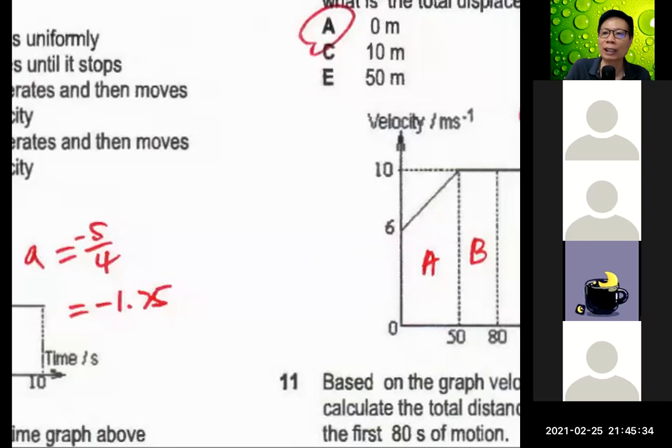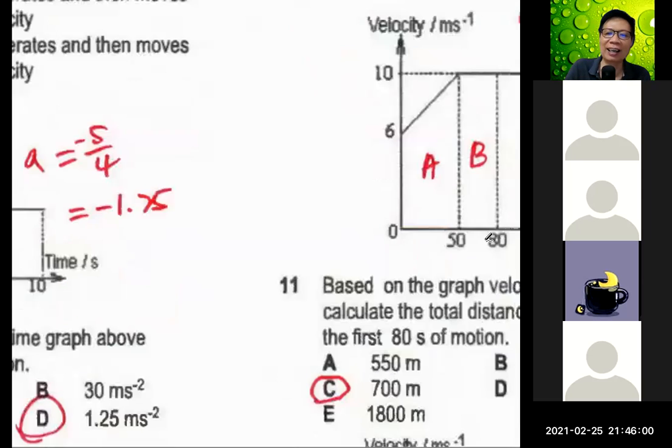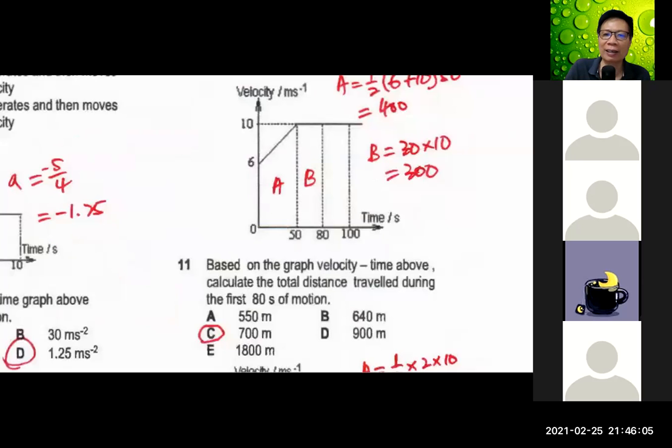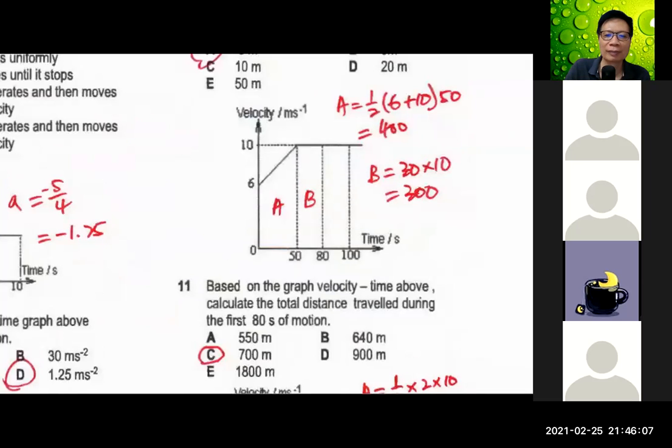I saw one student give an answer already. Two students, 3 students have given answers already. Okay. Jiahe says C. Alia says C. Abner also says C. Yes, correct. The answer is C. This one I think is okay. You just find the area only, the area under the graph.